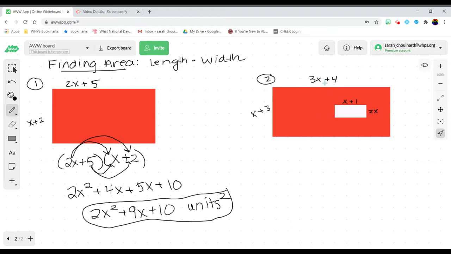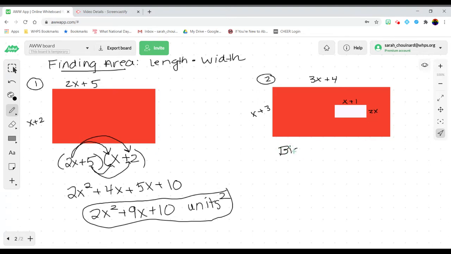So for this next one, I want to find the red area. So what I'm going to do is I'm going to find the area of the big rectangle and the small rectangle, and I'm going to subtract out the small rectangle from the big to be the remaining red space.